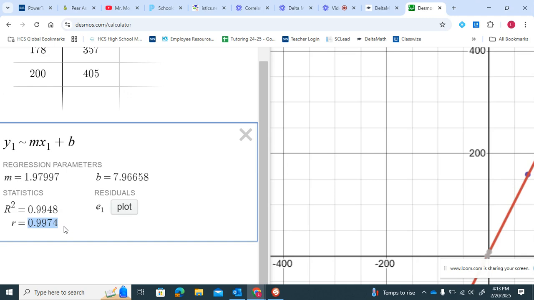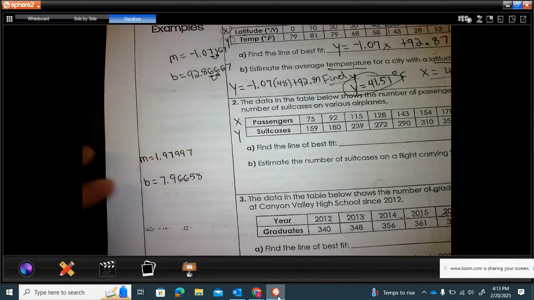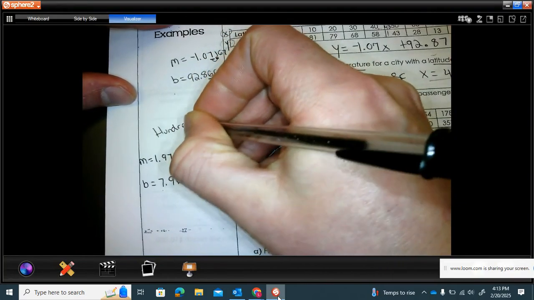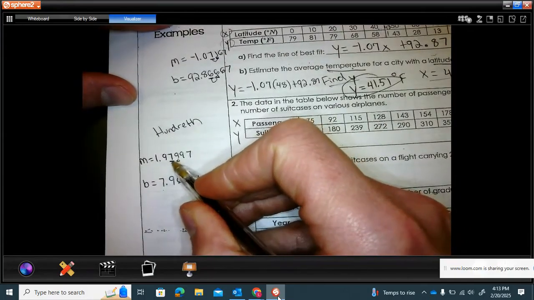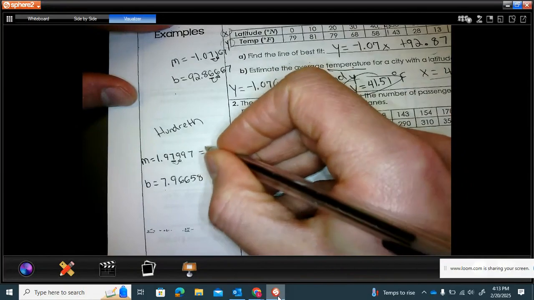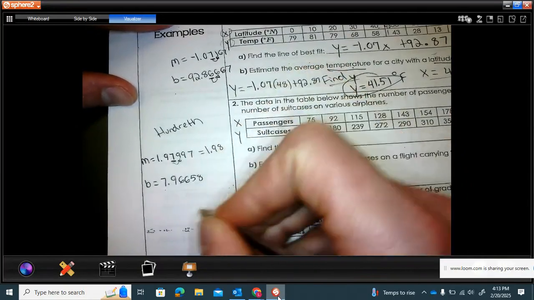That makes total sense. But again, I want to copy down my M value and I want to copy down my B value. I want to copy down just the full decimal and then we'll round later. So I'm going to go ahead and copy these down, my slope and my y-intercept. And then this is what it looked like on my paper. And then I'm going to round to the nearest hundredth. So I look at my second decimal place, it's a 7, but next to that 7 is a 9, which means my slope would be 1.98. I round that 7 up.